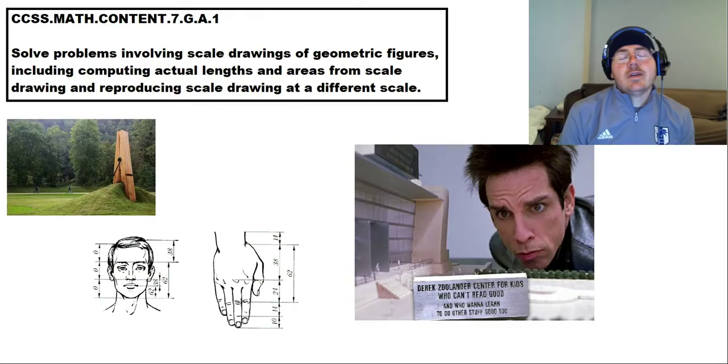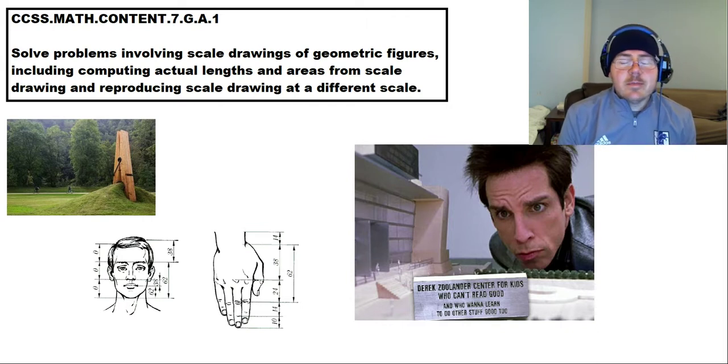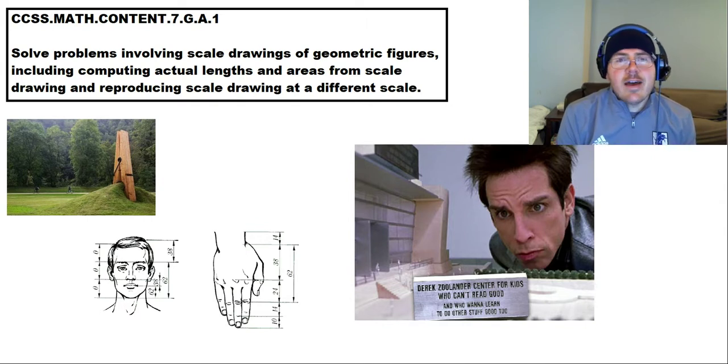Alright, 7th grade, we're talking about 7.G.A.1. Basically, you need to understand how scaling works. You can draw something big and then draw something small, or vice versa. And we use factors to make sure that those items, those features, are exactly the same except miniature or larger.